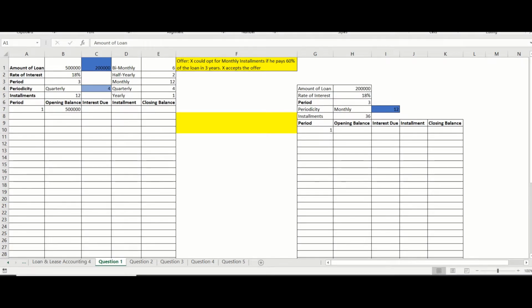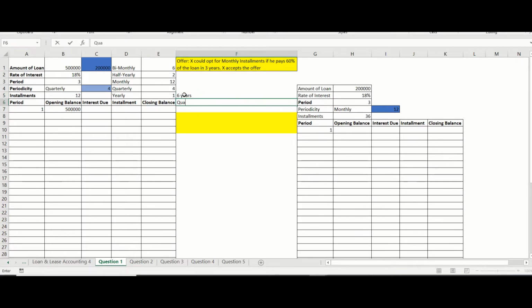So let's do question 1. I'll read the question to you. It's on page 367 in your book. X took a loan of 5 lakh rupees for modernization of his organization from PN Bank at 18% per annum rate of interest for 6 years. So he's taking this loan for 6 years in quarterly installments.